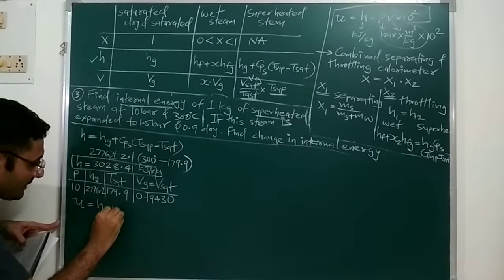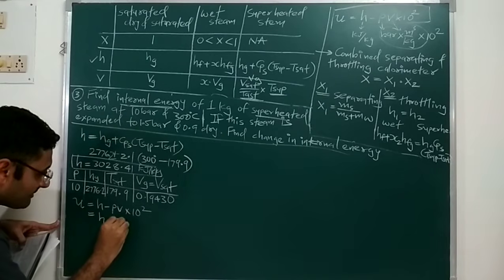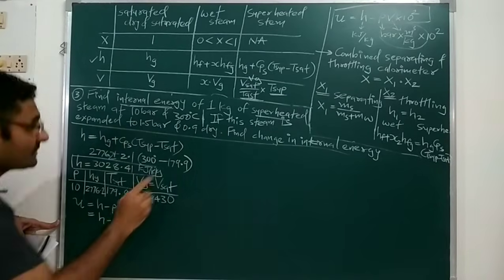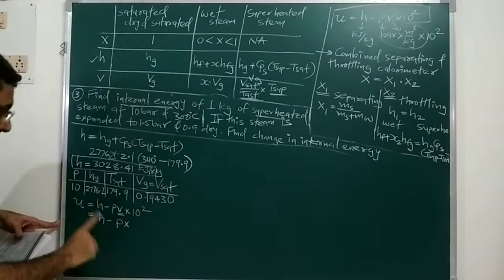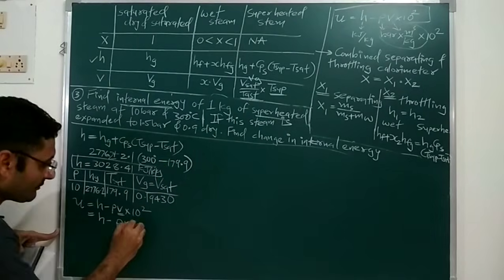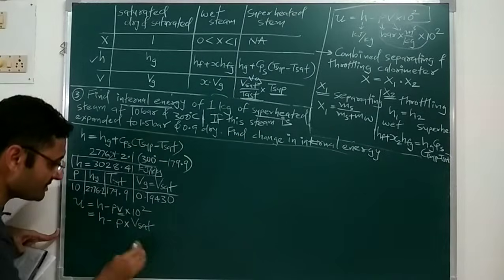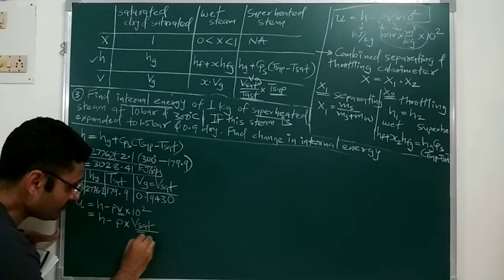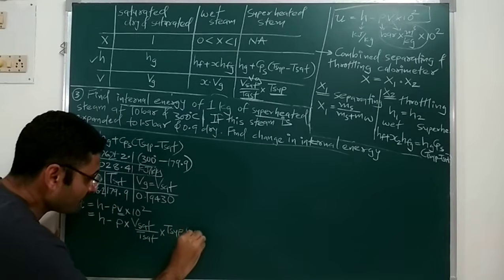U is equals to what? H minus PV into 10 raised to 2, which is equals to H minus P into V. We are finding for superheated steam, because given is superheated steam. And for superheated steam, the equation is: V saturated means Vg, divided by T saturated, multiplied by T superheated into 10 raised to 2.